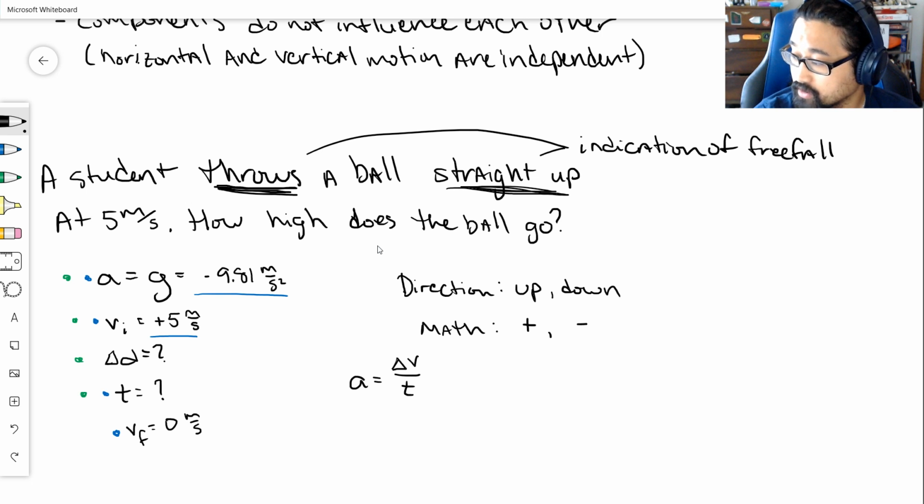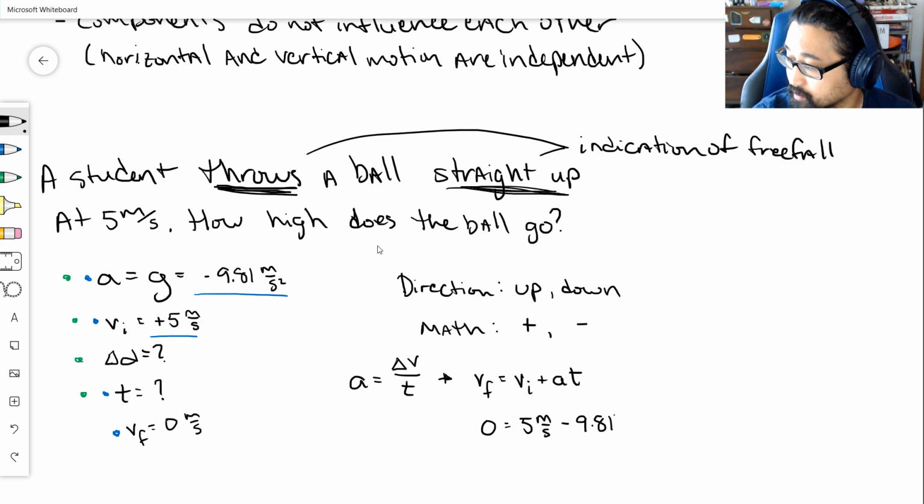Well, I know that change in velocity is... Actually, I can just skip 2. This will be the 3rd equation on your reference table. But the final velocity is initial velocity plus acceleration times time. So I know that the final velocity is 0. I know the initial velocity is 5 meters per second. I know that the acceleration is 9.81 meters per second squared. I know that the time is what I'm looking for.